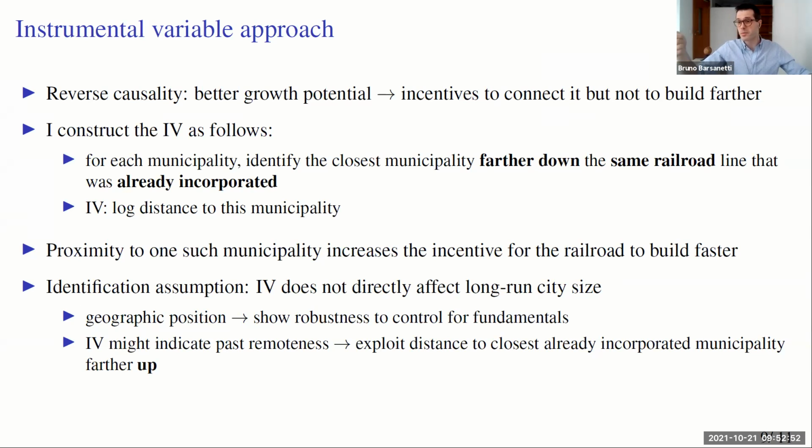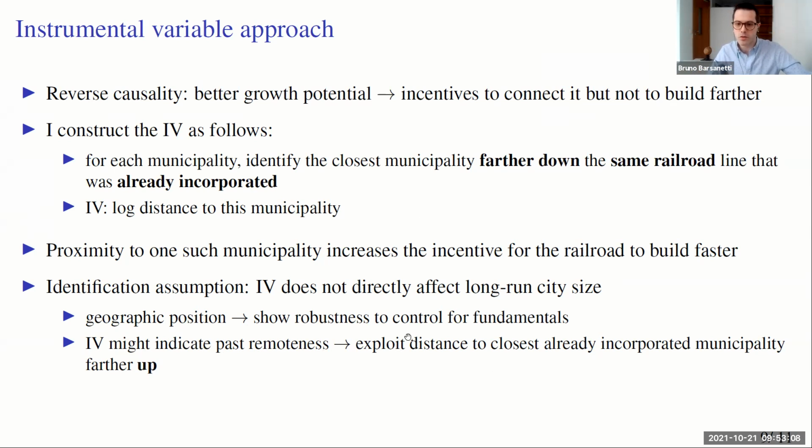The railroad company will have some incentives to build faster and reach that particular location earlier, because the cost to build will not be that high. And this is what we'll see in the first stage.